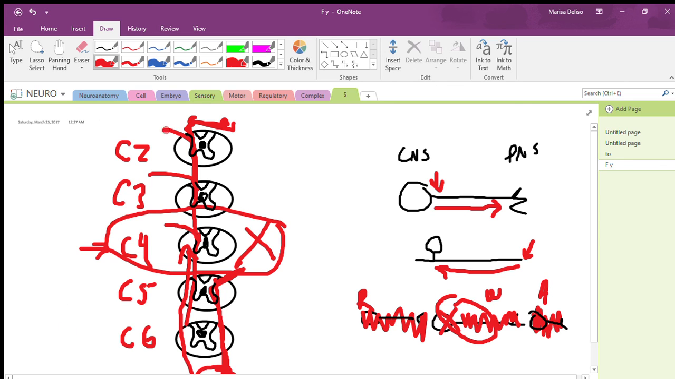So even though the syringomyelia went through 5 different cervical spinal segments, and most of the time these will be found in the cervical spine, the only area that was affected is C4. So I hope that clears things up, and that would be bilateral pain and temperature loss, of course, on both sides, with just one area being affected.